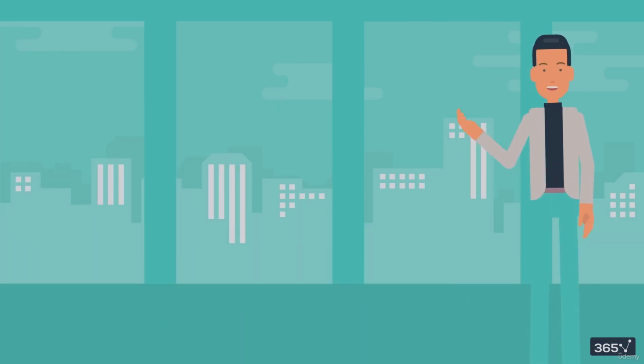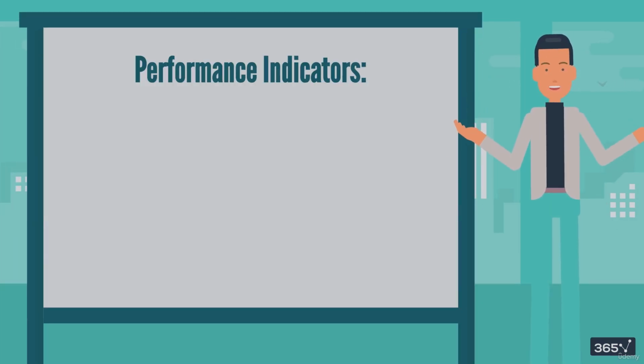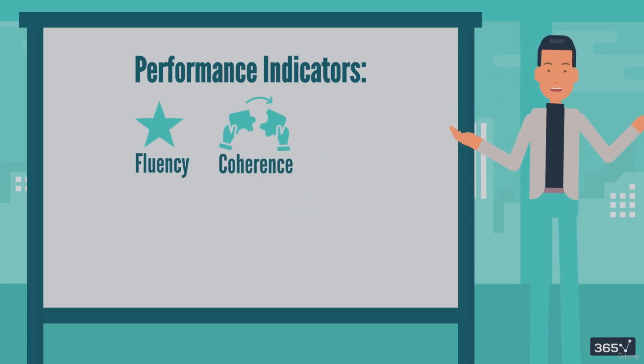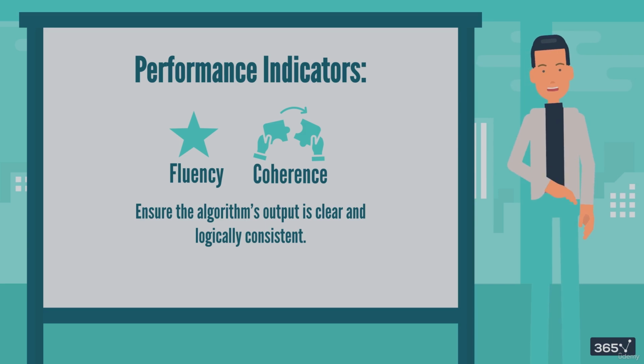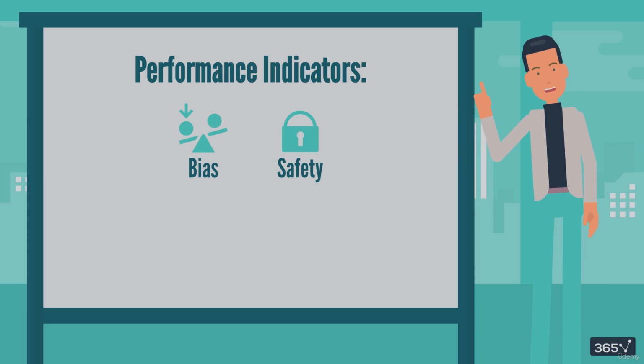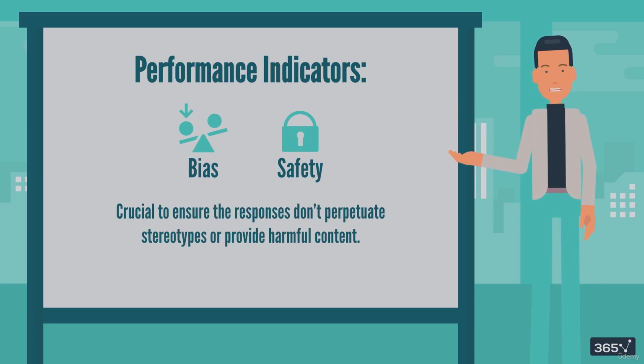Okay, moving forward. When choosing a model, it's essential to carry out in-depth research focusing on multiple important performance indicators. These include fluency, coherence, accuracy, bias, and safety. Fluency and coherence ensure the algorithm's output is clear and logically consistent. Accuracy is vital for the LLM to provide factually correct and relevant responses, especially in applications where misinformation could have significant consequences. Examining bias and safety is crucial to ensure the responses don't perpetuate stereotypes or provide harmful content.